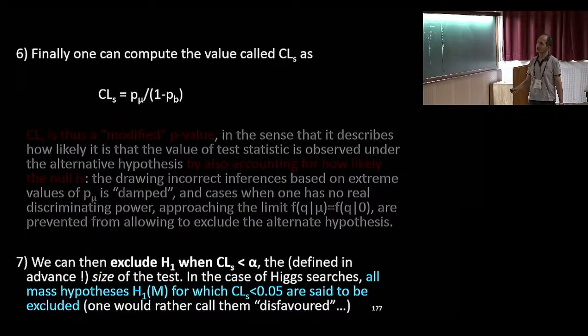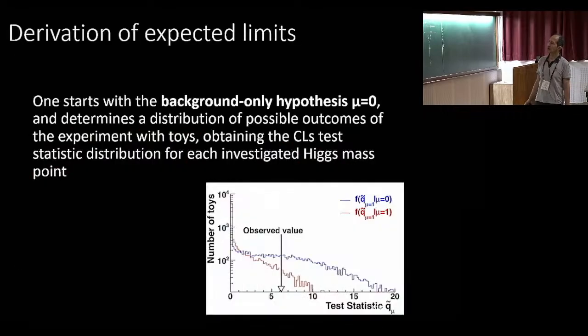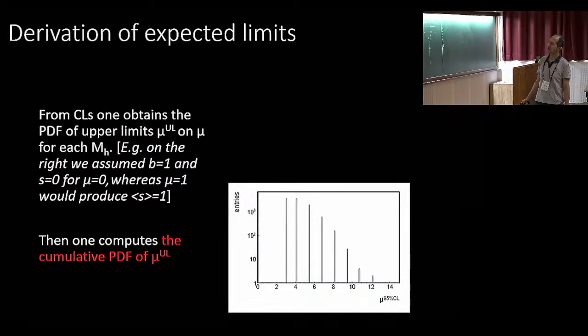Once we have this number, we can exclude the alternative hypothesis when this number fluctuates to be too small, when we have defined the type 1 error rate. And this is the way that we derive the intervals. So you can derive the upper limit on mu for each value of the mass that you are testing, and you compute the cumulative PDF of the upper limits that you get. And this you can do without having done any comparison with the data.